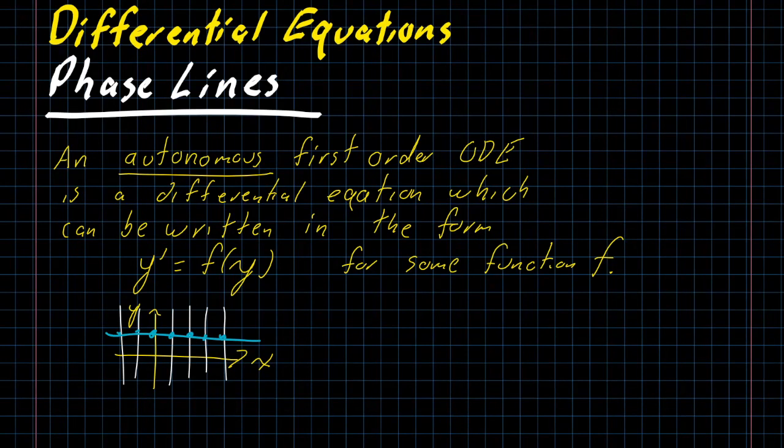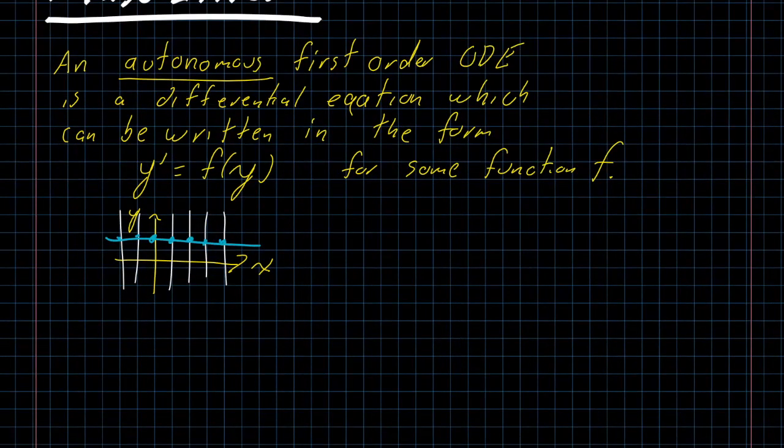So we don't need to look at the entire xy plane anymore. We can collapse this down and just look at the y-axis. And everywhere else going horizontally is going to behave in exactly the same way.